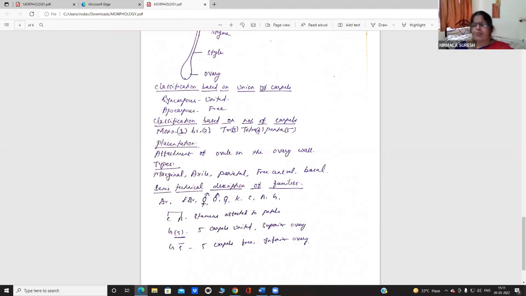So show them whatever is possible. Basal, it's not, see, marginal is possible, axile possible, free central possible. Whichever example is possible to be brought into the classroom, you can show them.